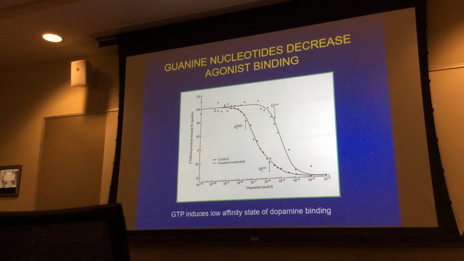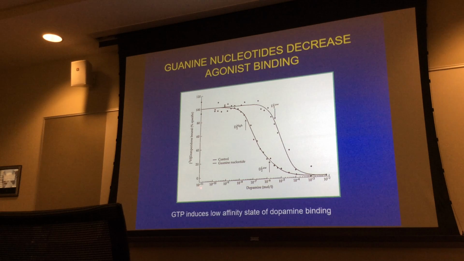So this is a dopamine receptor binding assay. This is a displacement assay. The unlabeled drug is dopamine itself, and the radioligand is something called tritiated domperidone. That's a radiolabeled antagonist, a drug that binds to D2 dopamine receptors. So this is a classic displacement curve using unlabeled dopamine to displace tritiated drug binding to this D2 dopamine receptor.